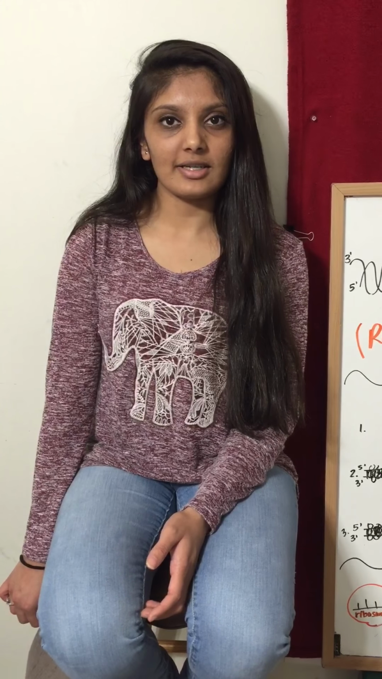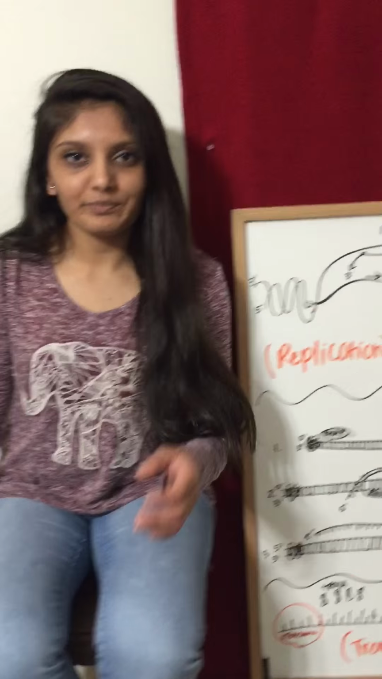But keep in mind that in RNA, there is no thymine, therefore thymine is replaced by uracil, which results in adenine pairing with uracil and guanine pairing with cytosine. Alright, with that, let's get started on replication.